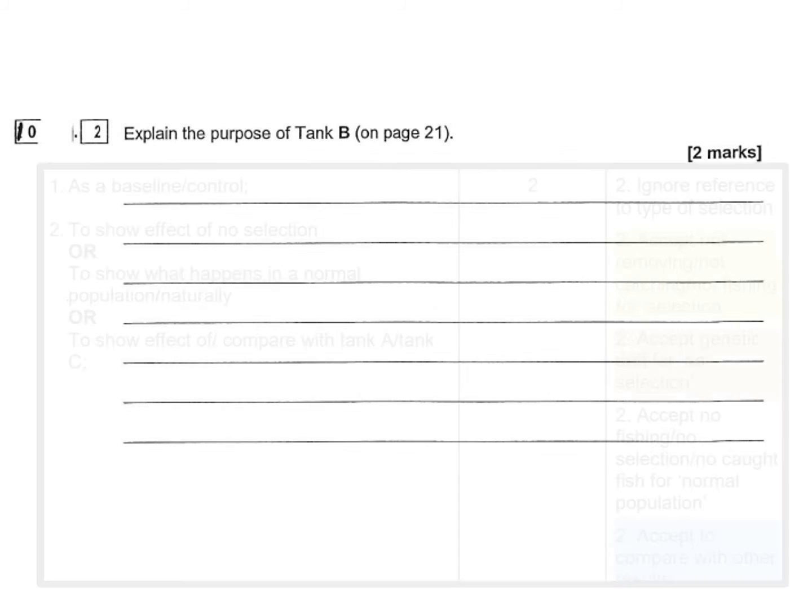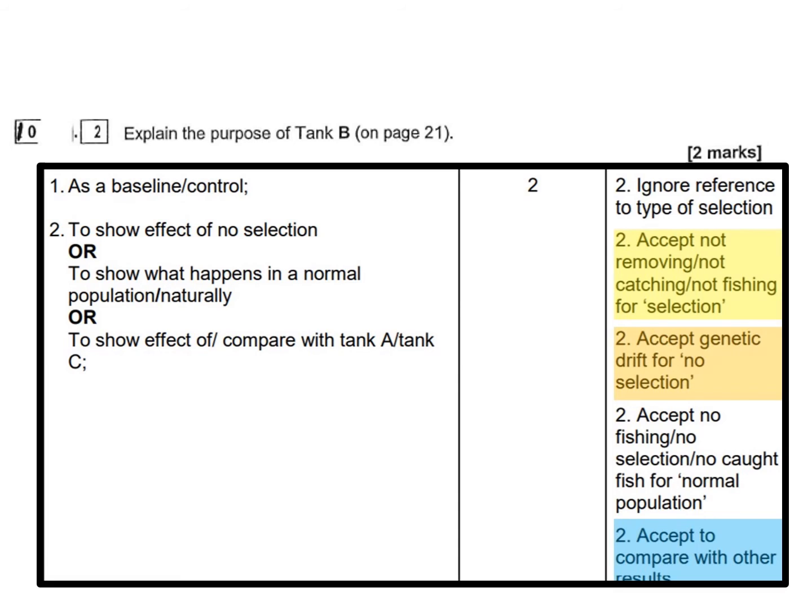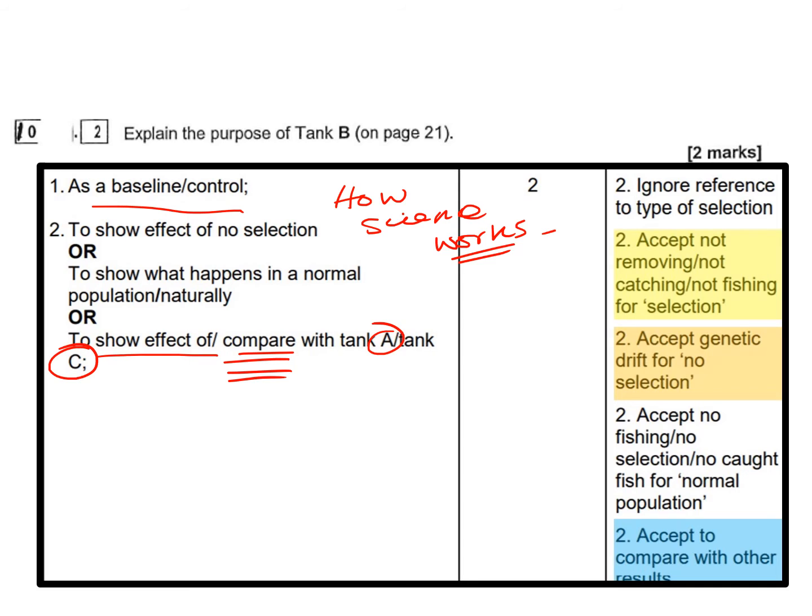Okay, explain the purpose of tank B then. So we know tank B is a control, and the control provides us with a baseline. That's how science works. Now, anytime you get a control and a baseline value, that's needed, because then you can test the effect of whatever factor you're investigating. So in this case, we can test the top 10% of fish breeding together in terms of the large fish, or we can compare the 10% of the smallest fish. So to show the effect, or to compare with tank A, tank C.